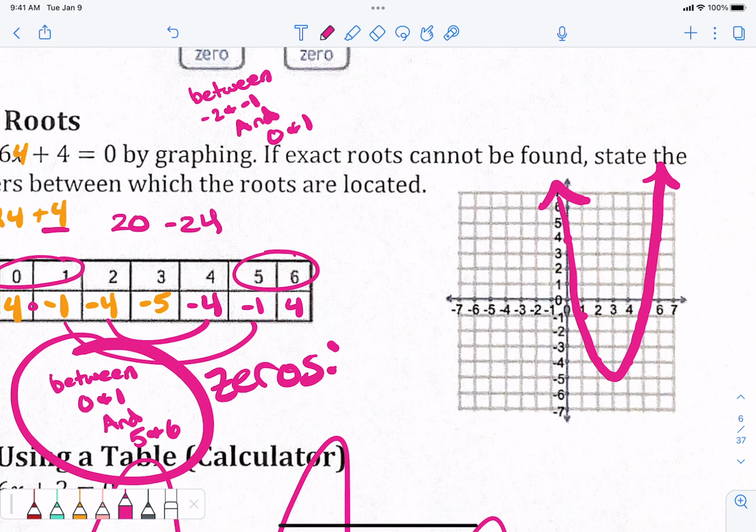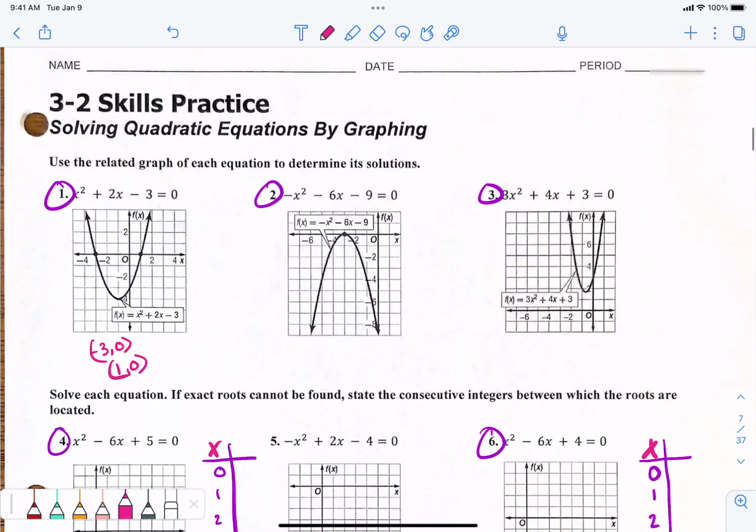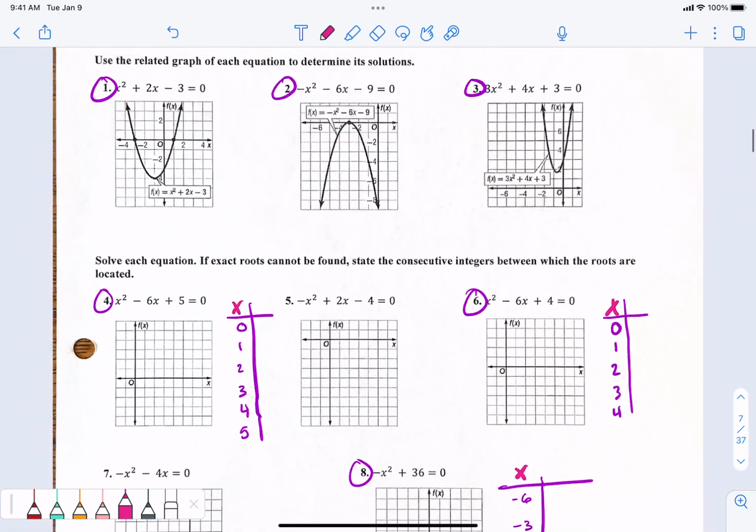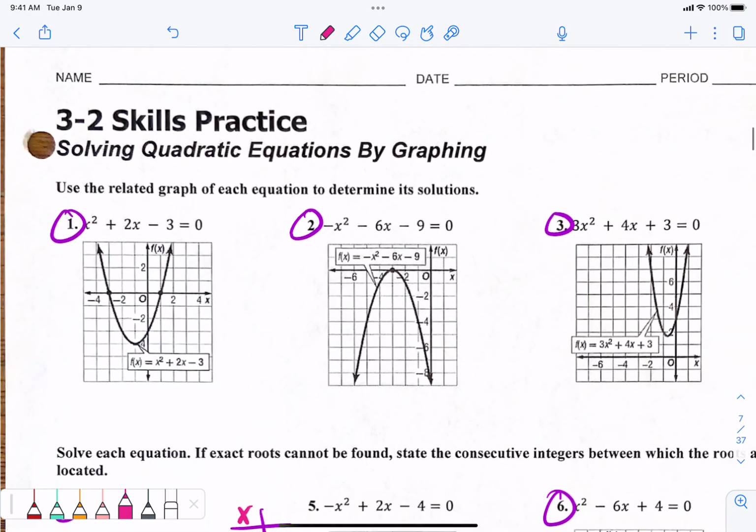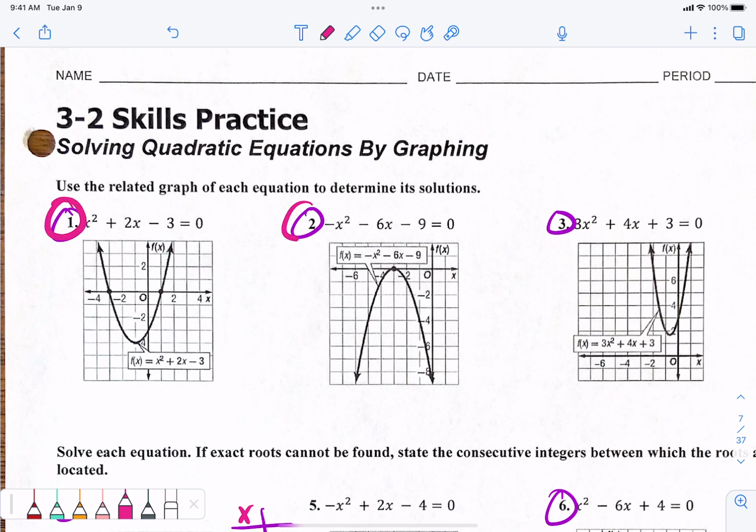Okay. All right, on your homework assignment. Skills practice. I have weird instructions again. Skills practice. Do 1, 2, 3.